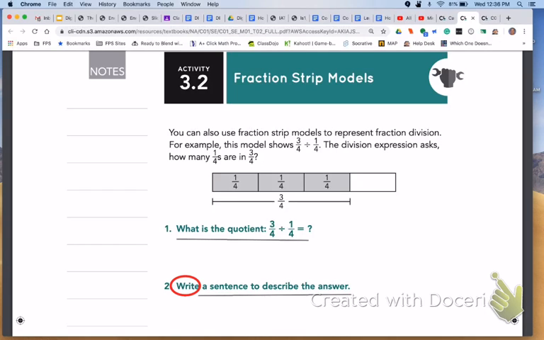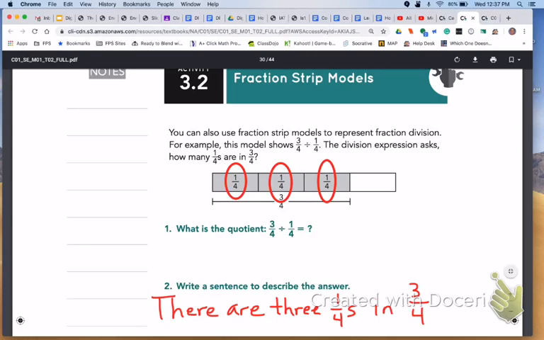Please turn to page 96, activity 3.2, fraction strip models. You can also use fraction strip models to represent fraction division. For example, this model shows 3/4 divided by 1/4. The division expression asks how many fourths are in 3/4. Please answer number 1 and 2 with your group.